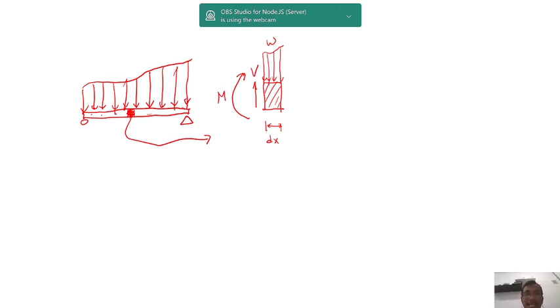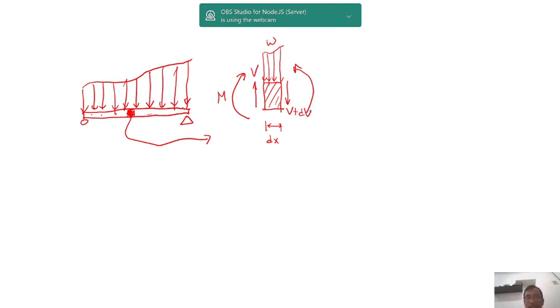Now, if we see the right side of the cut, this part, I need to draw the positive direction as well. There will be shear force here, and there will be moment here. Positive moment, counterclockwise, and the positive shear force will be going down. But the magnitude won't be just V for the shear force, but it will be V plus dV.